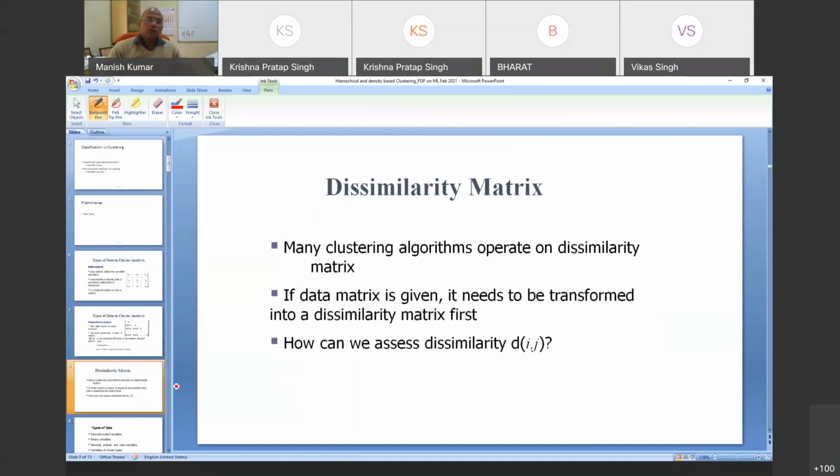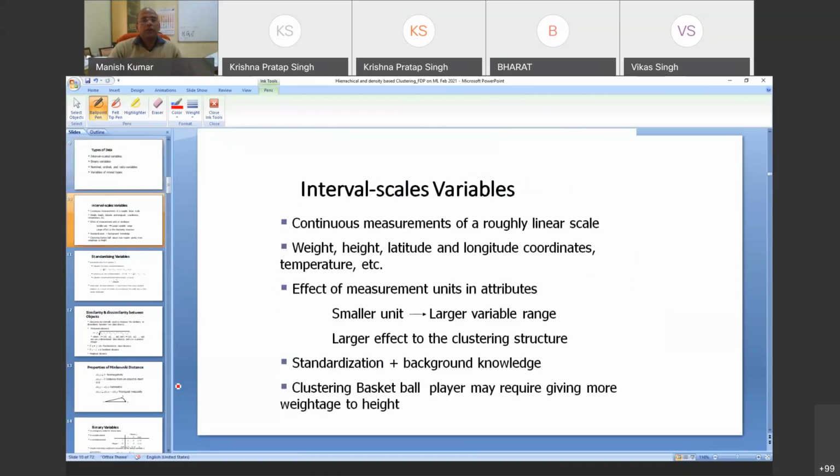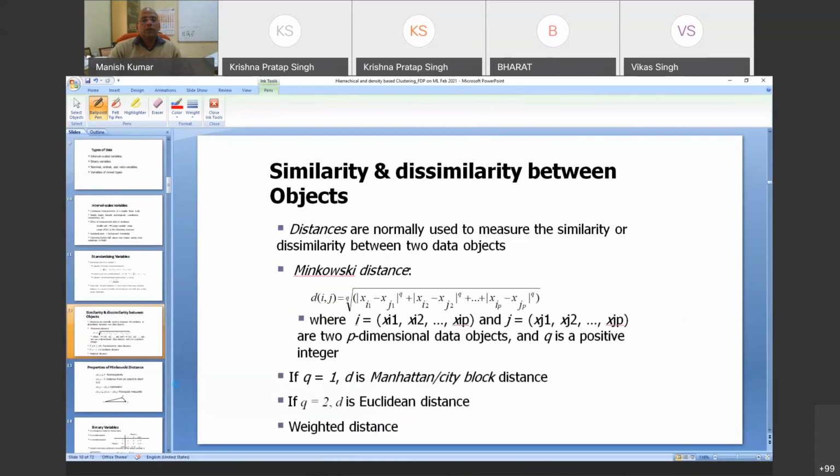So the question is, how do we go for this dissimilarity, that is d(i,j)? Certainly, in the first lecture you have seen that there are distances like Euclidean, Manhattan and others. Those distances are always useful. We have a Minkowski distance, which is defined by this formula, where if you put q equals 1, it gives you the Manhattan or city block distance. If you put q equals 2, it gives you the Euclidean distance.